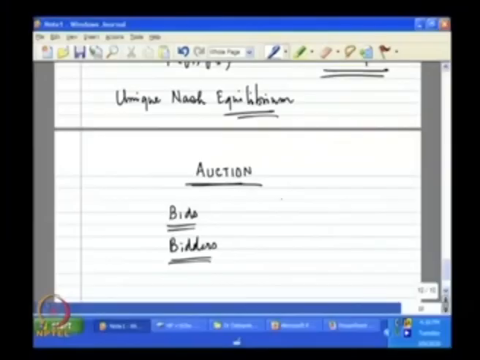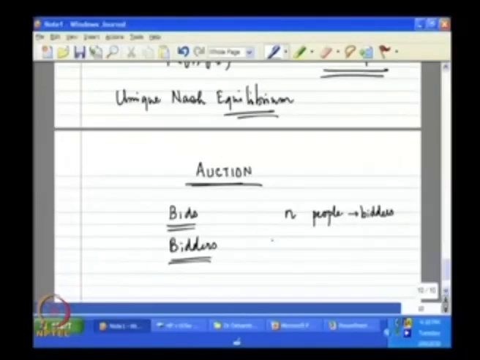Now, suppose there are n people or n bidders. Now, there are two sets of things to remember here. Each bidder will have some valuation for the object, and it is not necessary that the valuation of any particular bidder will be the same as the valuation of any other bidder. These valuations can differ across the bidders. So, we shall call these valuations V. In particular, Vi is the valuation of bidder i for the object.